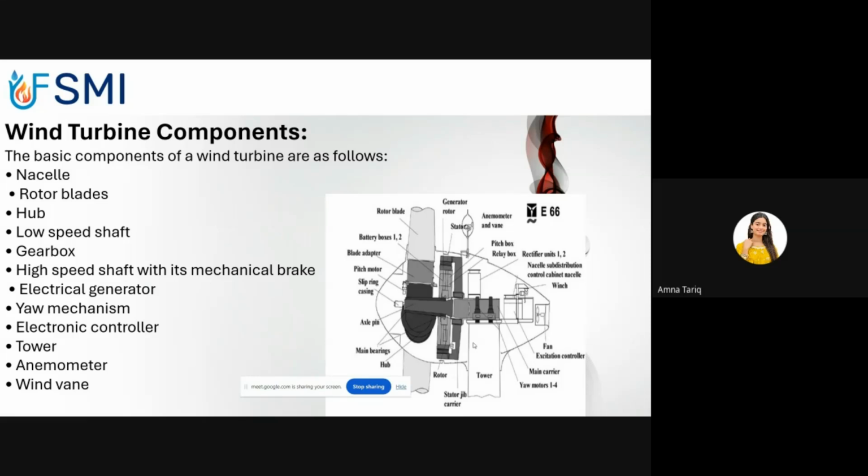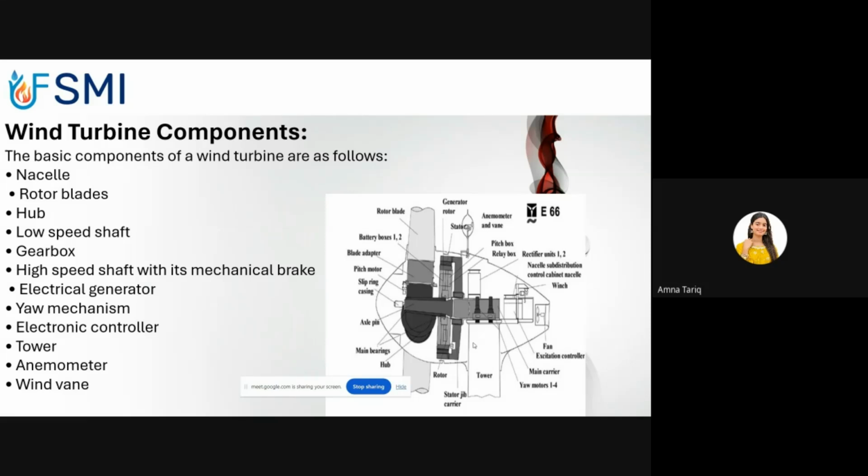Next is the yaw mechanism. The turbines must face upwind for power production. The yaw drive is used to keep the rotor facing into the wind as the wind direction changes. Downwind turbines don't require a yaw drive since the wind blows the rotor downwind. Next is the electronic controller. Electronic controllers play a very important role among the wind turbine components.